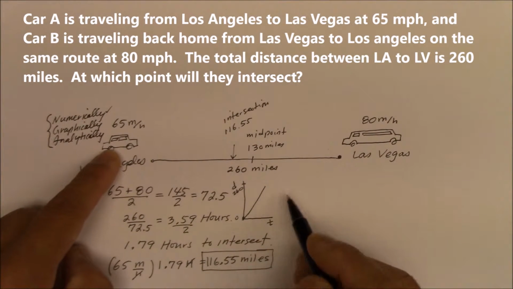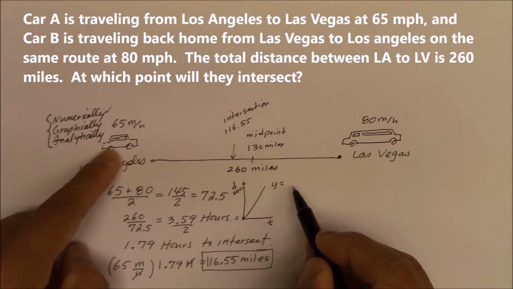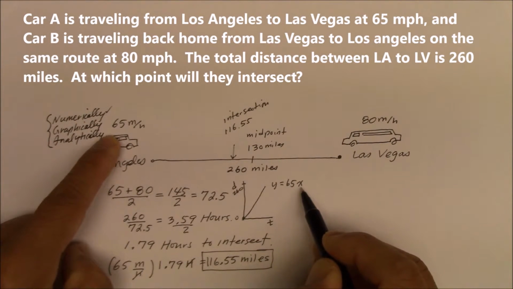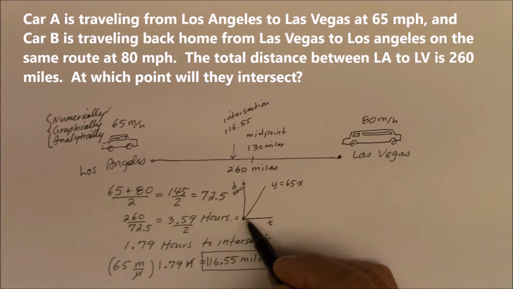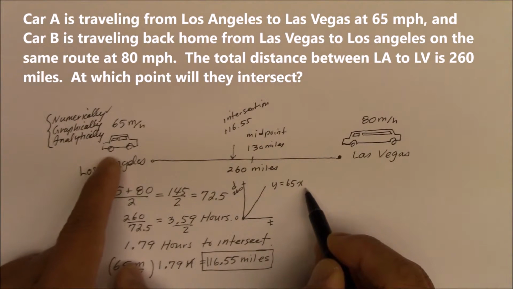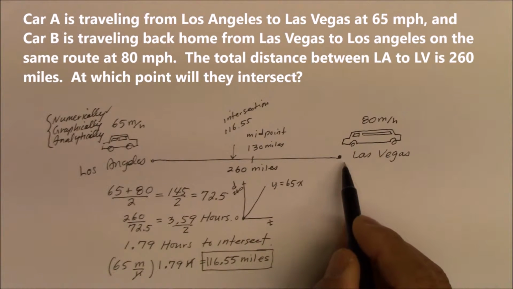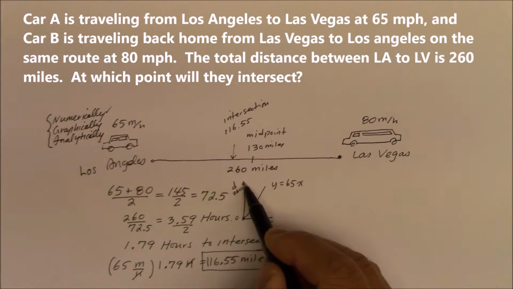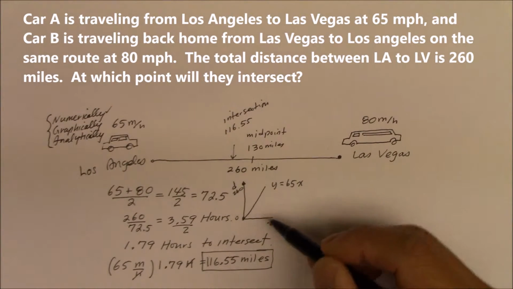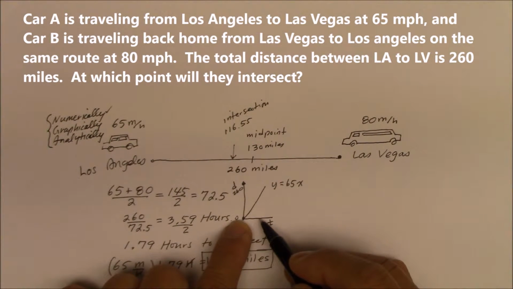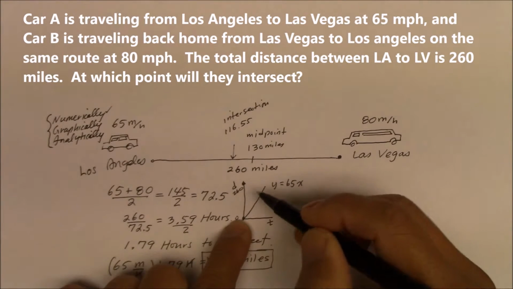Well, for this car, it turns out to be y equals 65 miles per hour times x plus 0. The y-intercept is 0 because they started at 0. And the second car is already at 260, right there, and they're going back to distance 0. They're going back home, and it's faster.